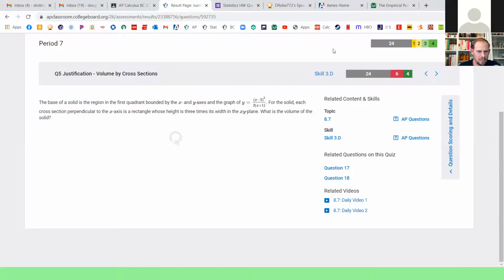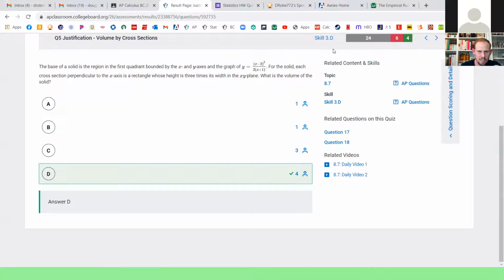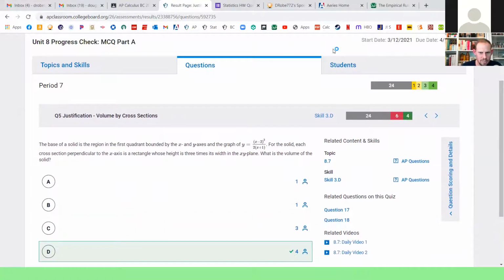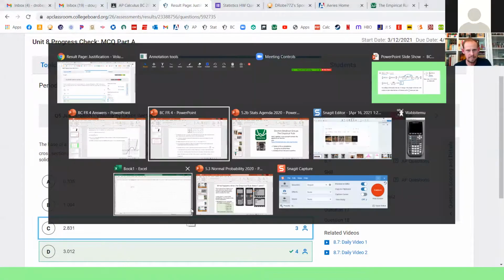Base of the solid region in the first quadrant is bounded by the x and y axis, and the graph of y equals that. For the solid, each cross section perpendicular to the x-axis is a rectangle whose height is 3 times the width. What is the volume of the solid? So the x and y axis and the graph of that. We would probably want to take a look at the graph of that so we can have an idea of what it looks like, which you're probably going to want to use the calculator to do.